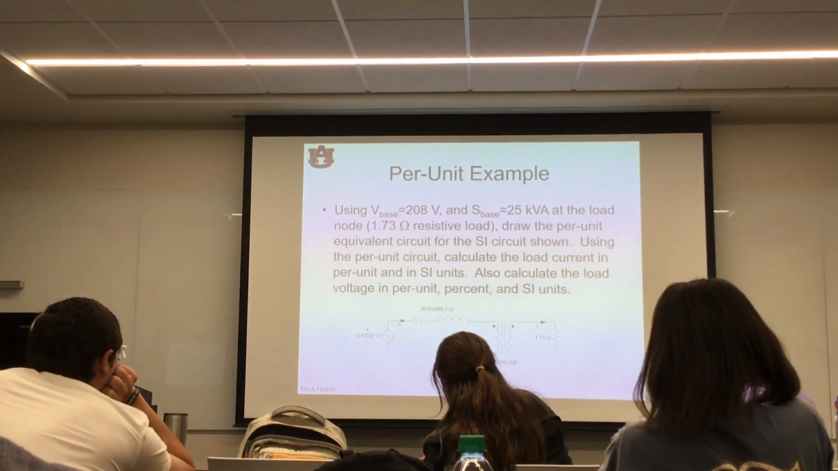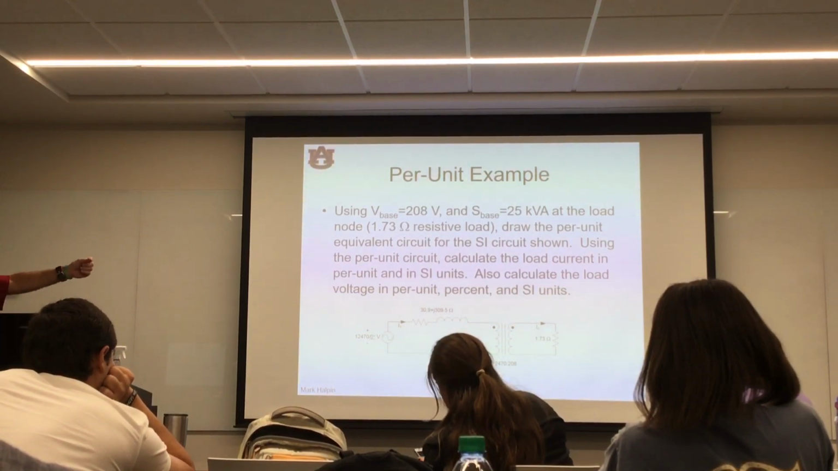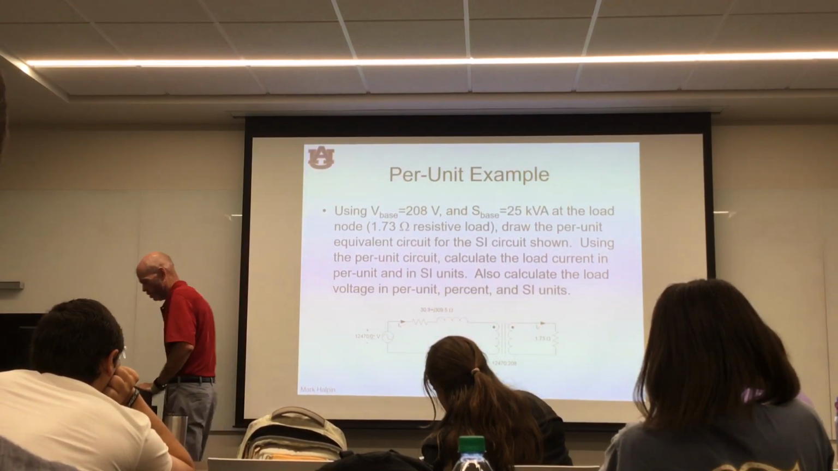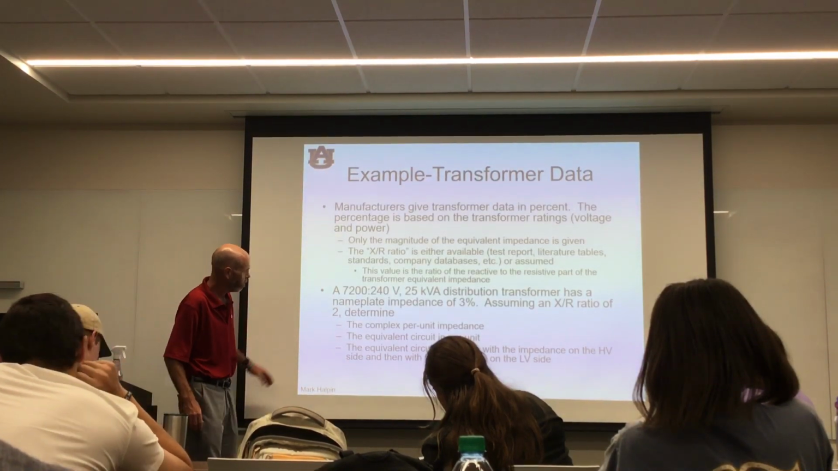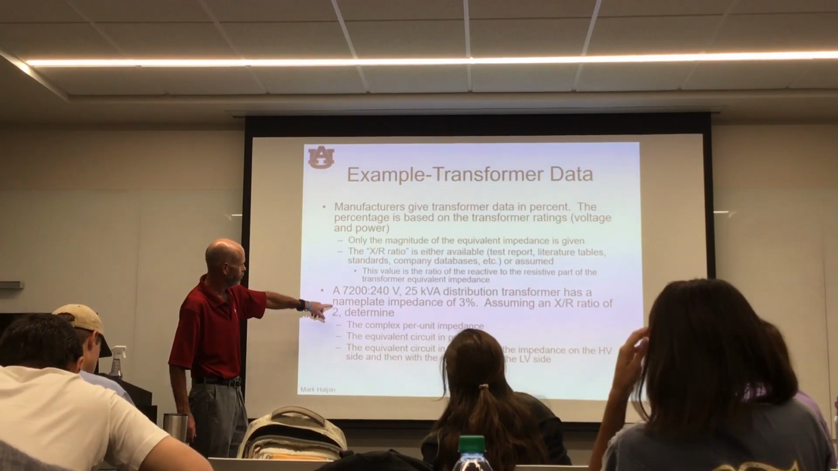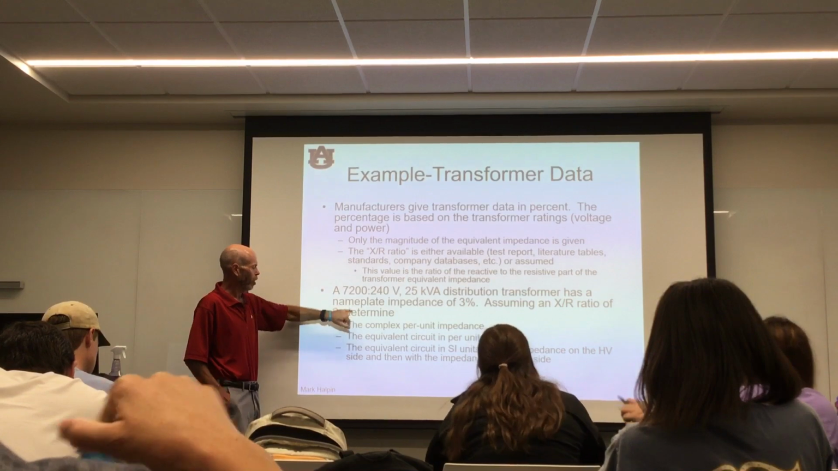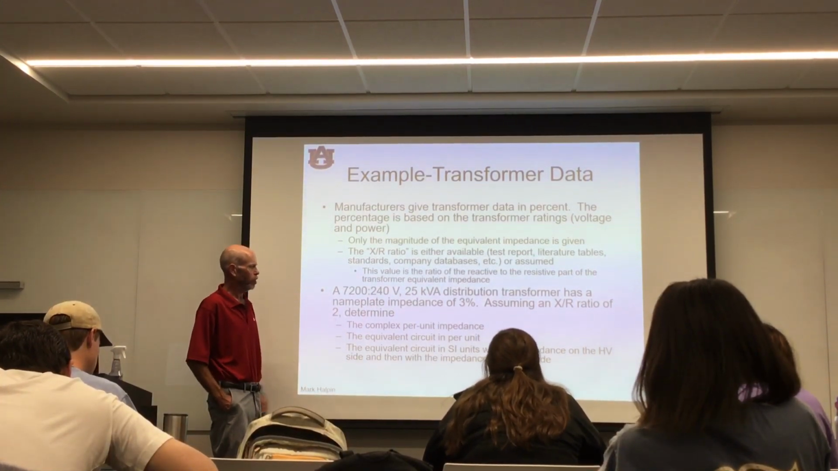Okay? So what's on the nameplate now is the magnitude of that complex impedance. We have to use that X to R ratio and the magnitude together to get that complex impedance. And let's just work through the example and see how we do that. All right, so let's take this little guy. Okay, so 7200 to 240, 25 kVA transformer. On the nameplate it says percent imp is 3. And let's assume an X to R ratio of 2.